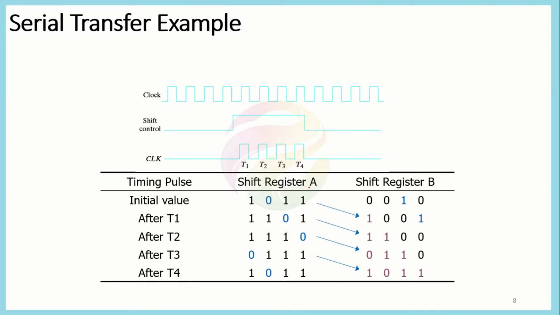We can also discuss it in the form of an example. Say we have a clock signal like this. Our system is operating on the positive clock cycle, and we have a shift signal here. As we have seen, our clock signal is gated with the AND gate with the shift control signal. So whenever this value is equal to 1 and we have a positive edge of clock, only then would our data be transmitted.